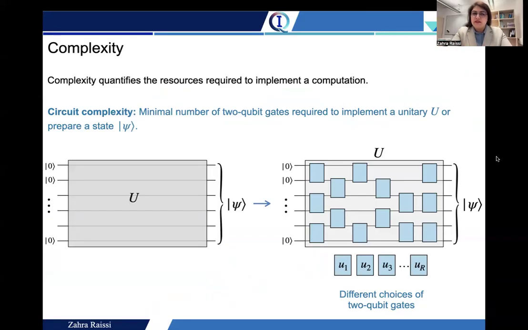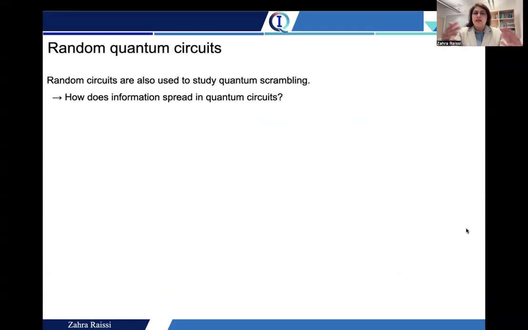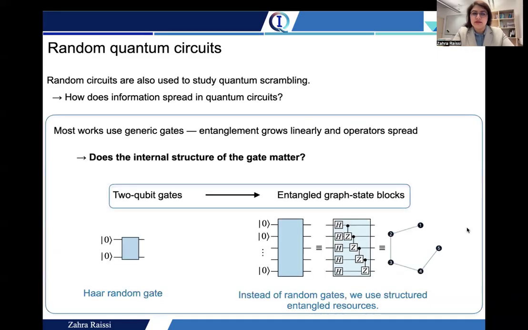We can define circuit complexity as a minimum number of 2-qubit gates required to implement a unitary operator which acts on a many-body quantum system and generates a quantum state psi which we desire. We can use random circuits to study quantum scrambling, and in this kind of scenario, we have one important question in mind. How does information spread in quantum circuits?